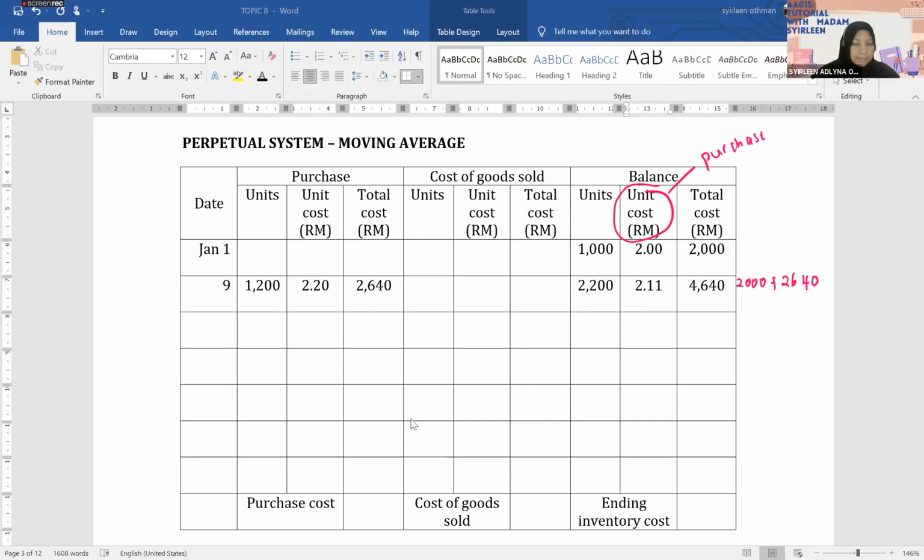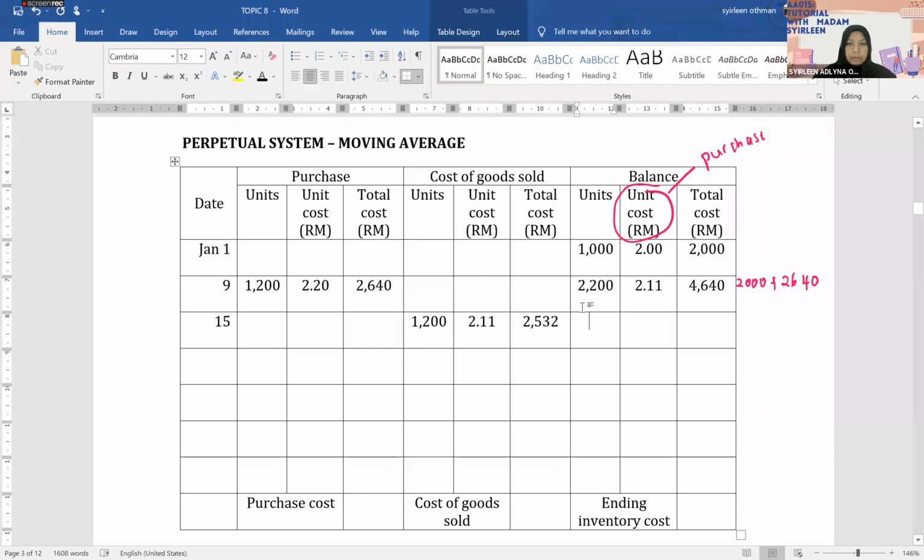Okay, next. On the 15 kita jual. So, jual tak ada masalah. Okay, nak jual dengan moving average lebih senang. Okay, so you just ambil total unit yang you nak jual. Ambil harga latest, that is RM2.11. So, my total sales, the cost price is 2,532.